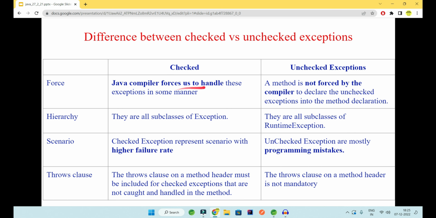Then force: yes, the Java compiler forces you to handle checked exceptions with throws, try and catch, but for unchecked exceptions, the JVM will not force you to use any such error handling semantics.